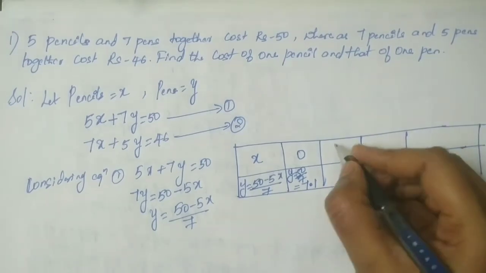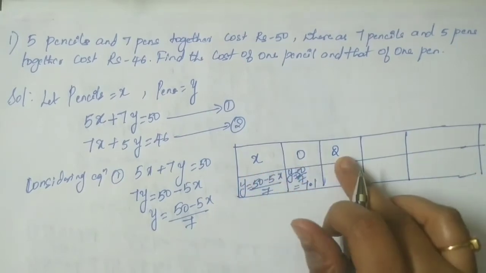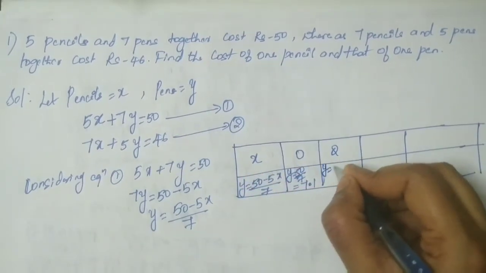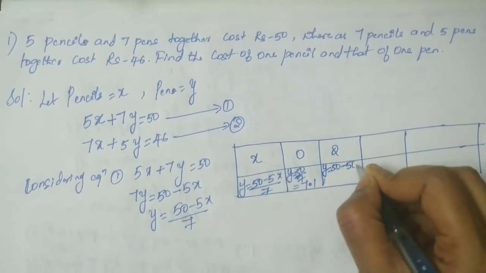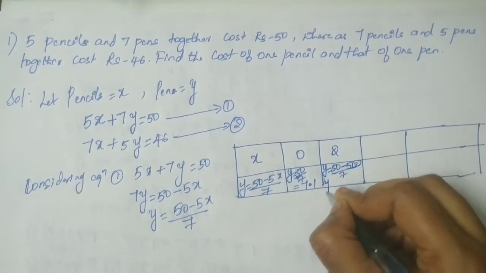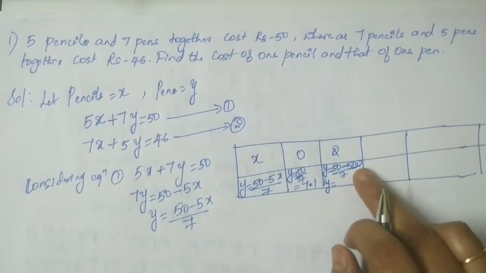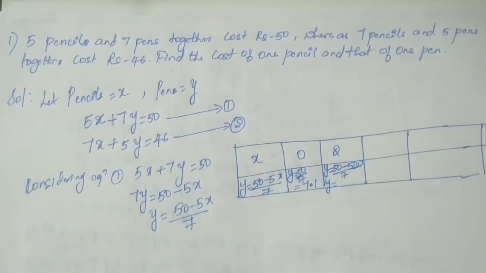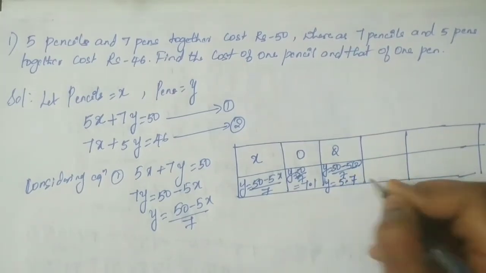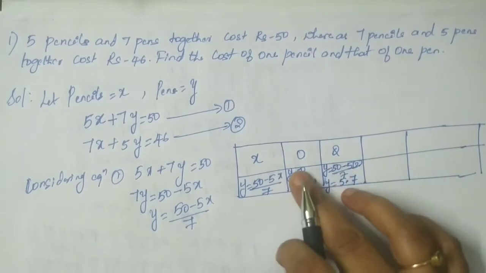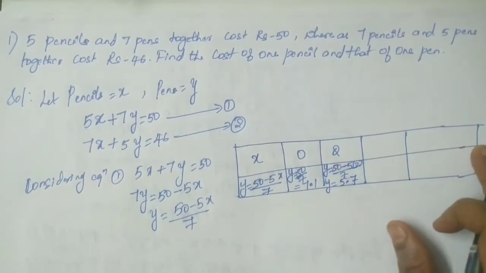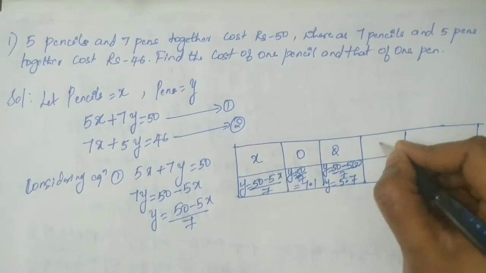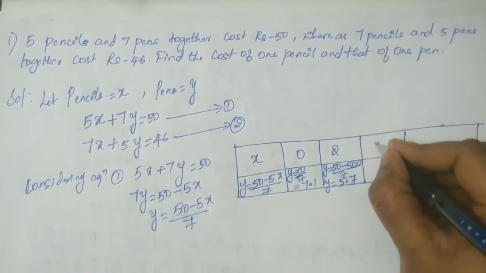Now let me take x is equal to 2. Substitute it in our y. So y is equal to 50 minus 5 into 2 divided by 7. Simplify: 50 minus 10 divided by 7. On simplification, we get 40 by 7, which is 5.7. So you can take any value for x. It is not mandatory to take a particular sequence of numbers. You can take any value of x.